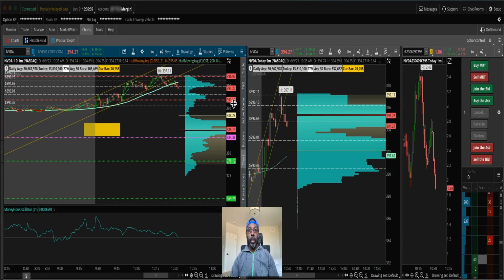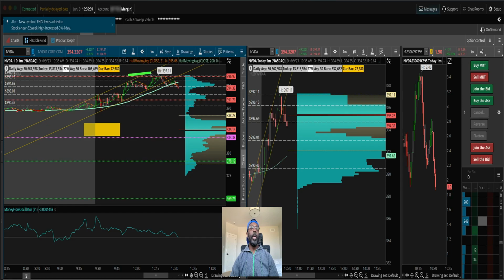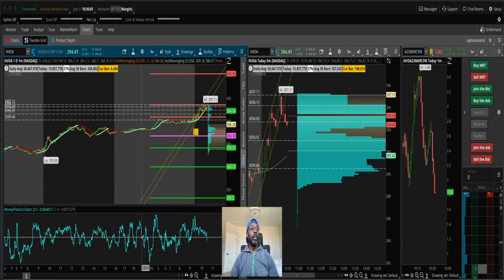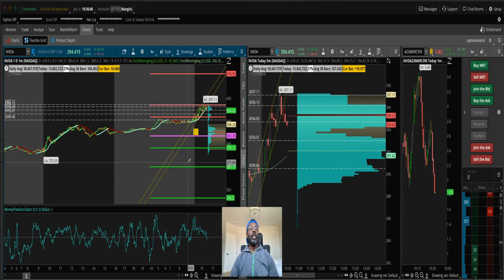So look at this right here. Look at the pivot points. Look at the pivot point. This is the point of control for the pivot point. So you can see how literally it's touching the price action. Let me open that up there so that you can see it.